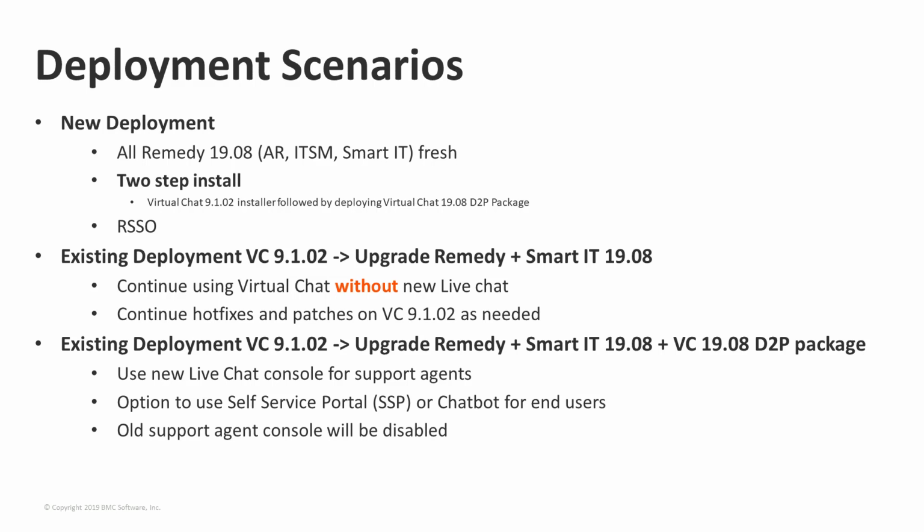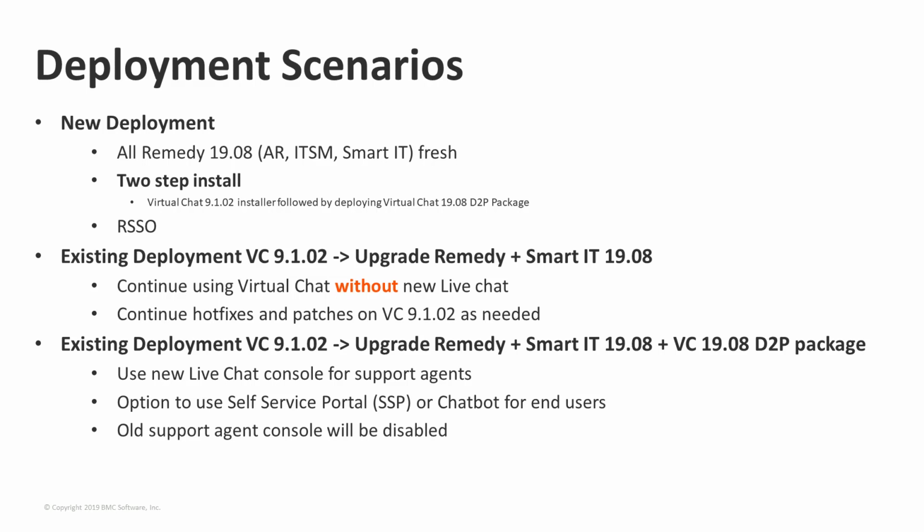Those of you who are new to Smart IT, and given the capabilities we have described, you still think you're not ready, stay back on 9102. Everything continues to work. You can stay with VC at 9102, and if you don't move VC to 1908, you will not see the live chat link in Smart IT. The product automatically figures it out.